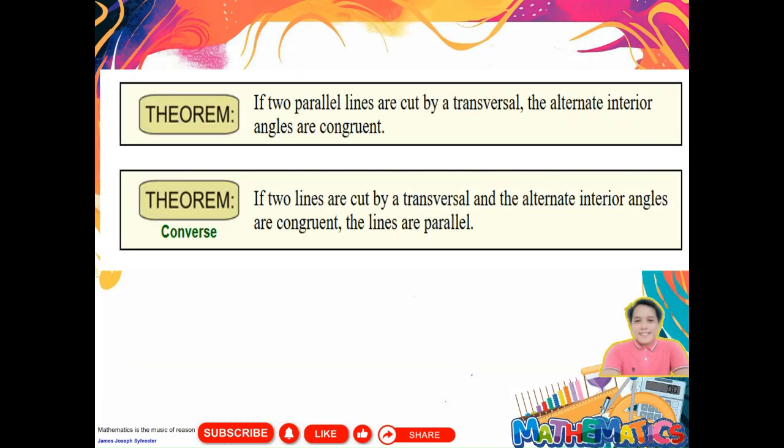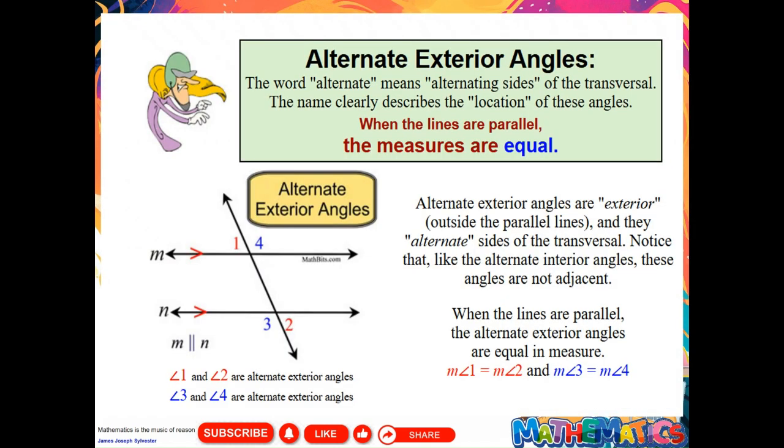We have the theorem: if two parallel lines are cut by a transversal, the alternate interior angles are congruent. In the converse of the theorem, if two lines are cut by a transversal and the alternate interior angles are congruent, the lines are parallel. We have the alternate exterior angles.